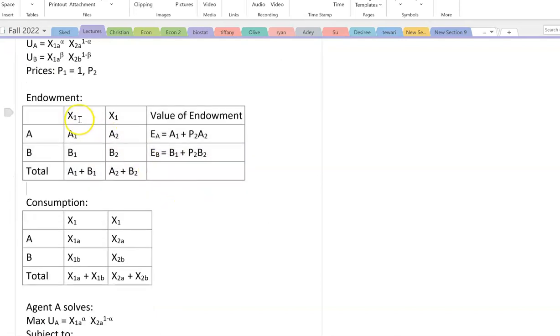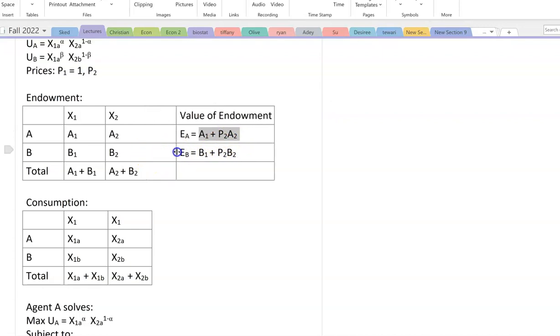Let's say the endowment of A in X1 and X2 is A1 and A2 respectively, and the endowment of B in X1 and X2 is B1 and B2 respectively. As you can see here, the total wealth of A is A1 plus P2 A2. And this is the total wealth of B as well, because the price of good 1 is 1.